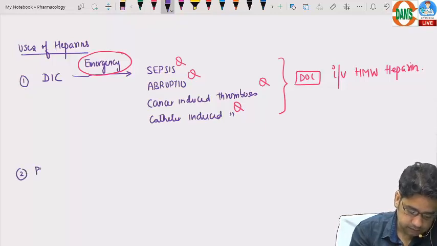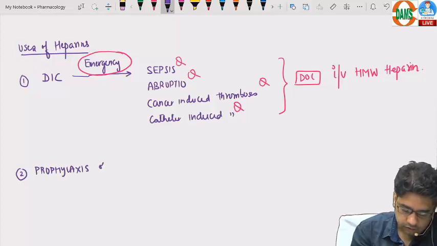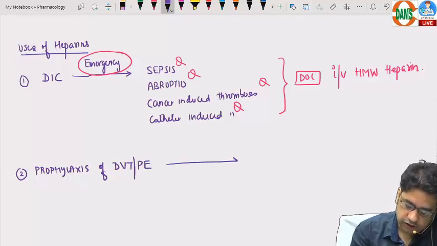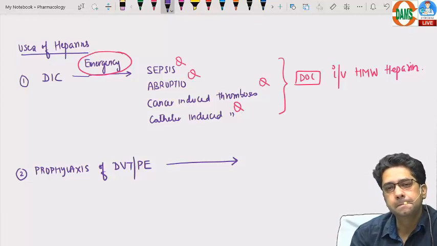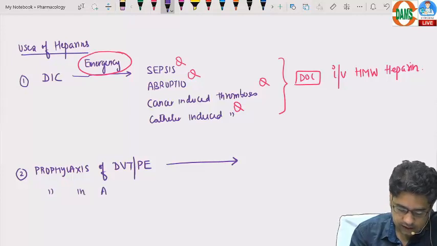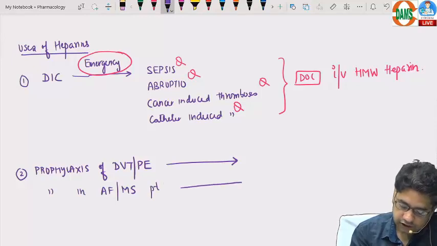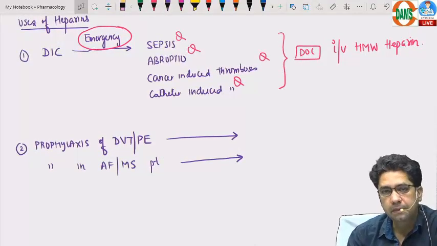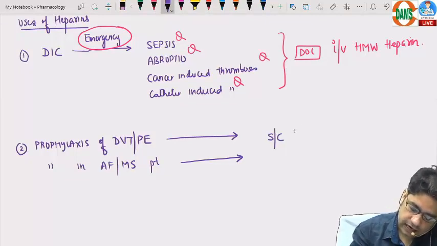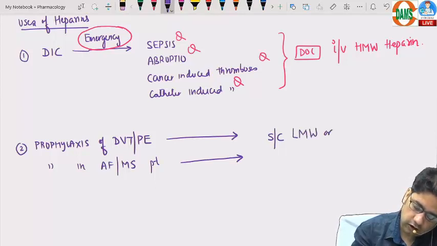Children, tell me, prophylaxis of DVT and PE. Which heparin would you like to give? Or prophylaxis in AF with MS patient. Which heparin would you like to give? IV heparin or subcutaneous heparin? Here we will prefer to give subcutaneous, either low molecular weight heparin or ultra low molecular weight heparin. You can give any drug.